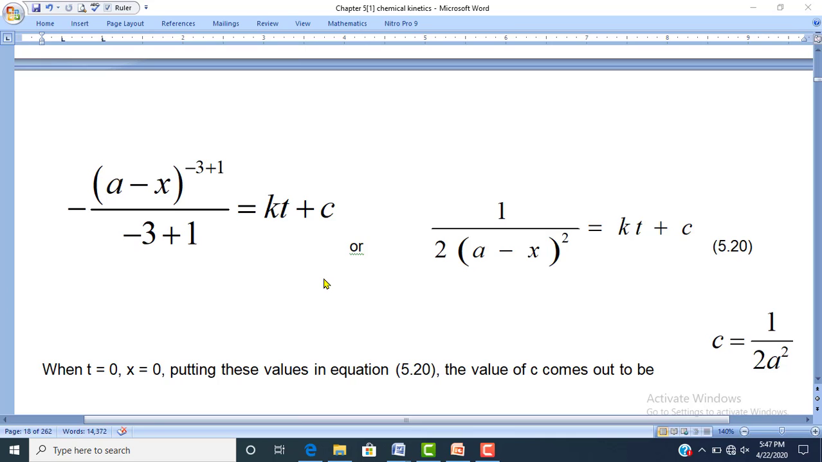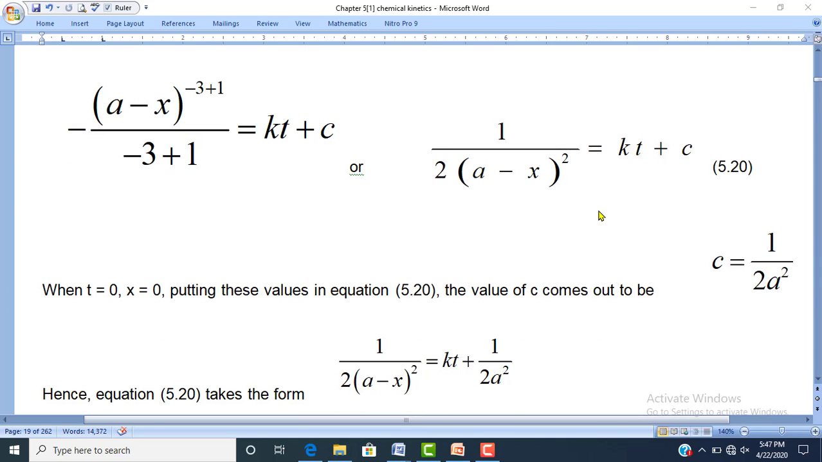Dear students, if you remember, when we started the reaction, we took these two conditions: when time was equal to 0 seconds, then x was equal to 0. So if we apply these two conditions on equation 5.20, here x will be equal to 0 and here time will be equal to 0. So equation 5.20 will become c is equal to 1 over 2a square.